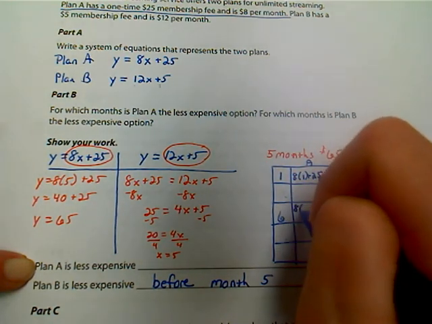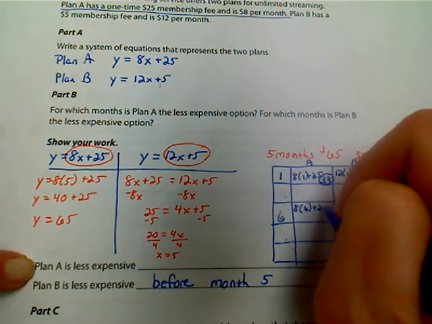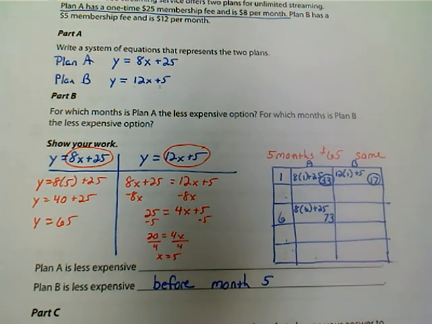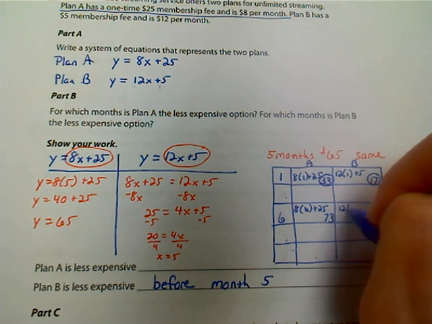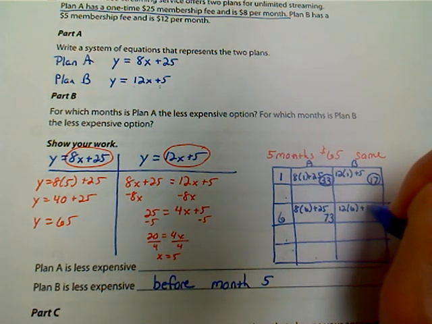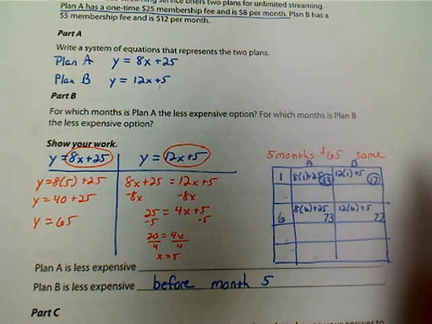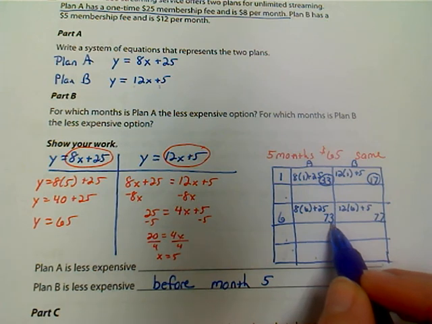And I've got 8 times 6 plus 25. 8 times 6 gives me 48. Add 25 to that. That gives me 73 for Plan A. Plan B is 12 times 6 plus 5. 12 times 6 is 72. 72 plus 5 gives me 77. So it's switching after 5 months. At month 6, Plan A is less expensive.